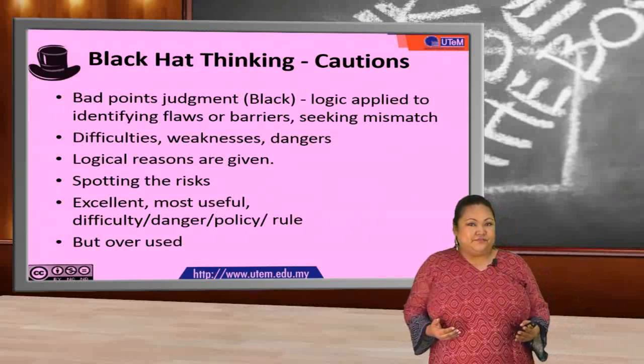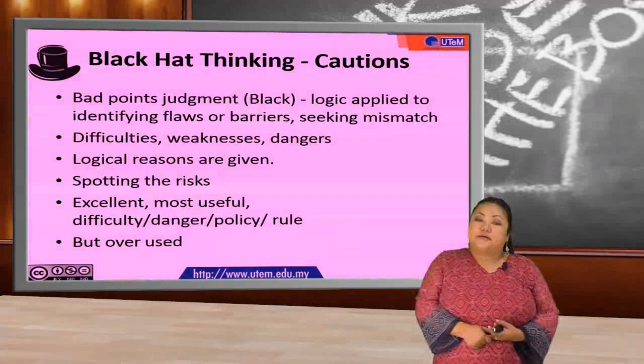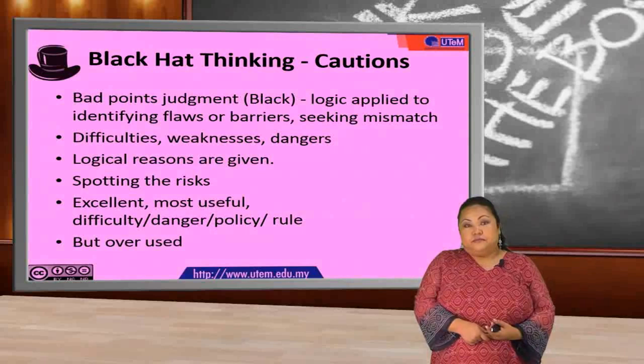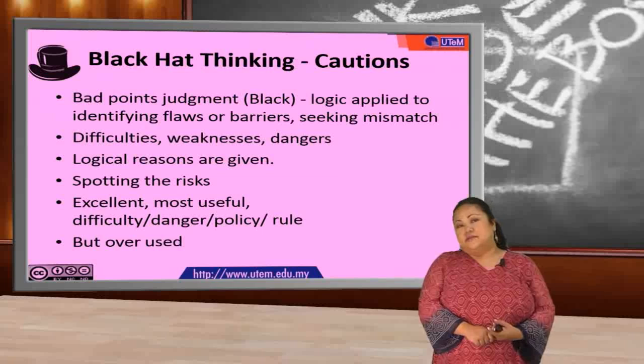Now, what does it cover? Black hat thinking covers bad point judgment. Logic is applied to identifying flaws and barriers and obstacles and seeking mismatch. It talks about difficulties and weaknesses and dangers that you might face, and you have to give your justification. You have to give your logical reason. This is not red hat, where you don't have to justify. Everything has to be justified.